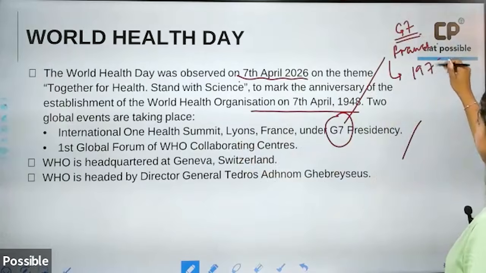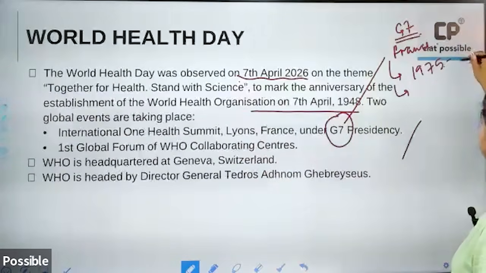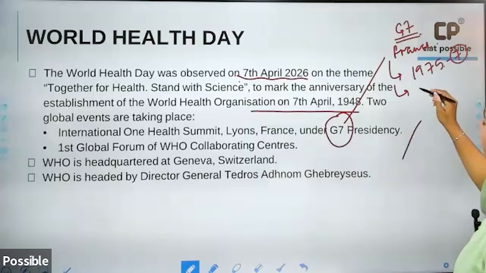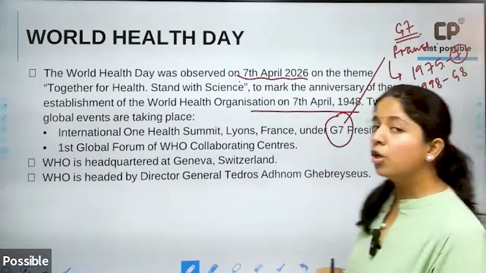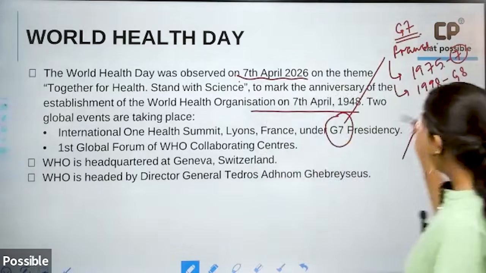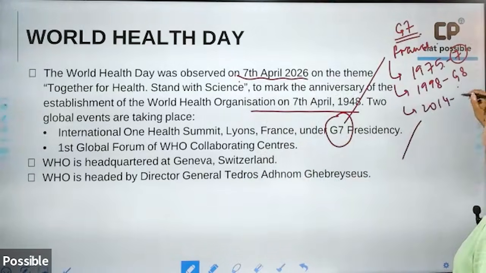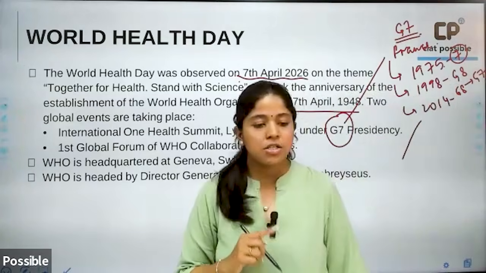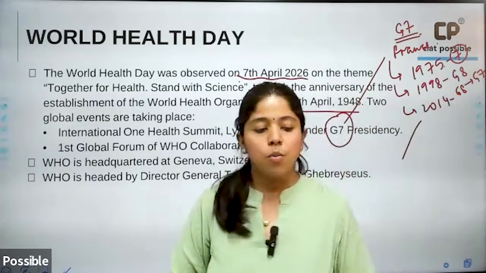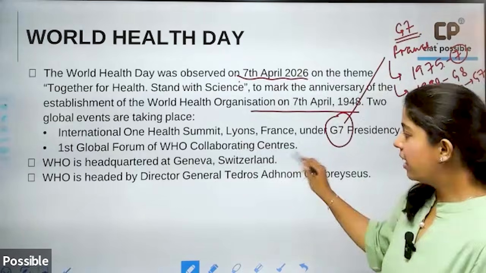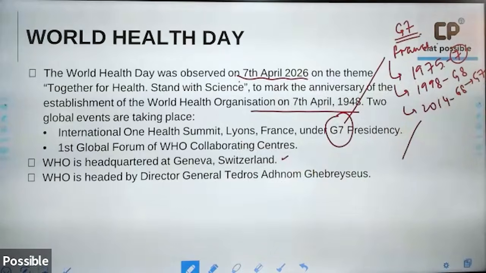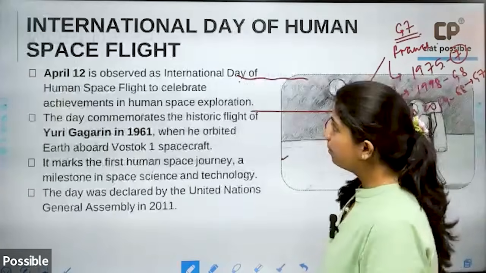G7 came into existence in 1975 with 7 member countries. Then in 1998, G7 became G8 with the inclusion of Russia. And then again in 2014, G8 moved back to being G7 after Russia annexed the Crimean Peninsula from Ukraine, which resulted in the ousting of Russia from G7. All right. Then WHO is headquartered in Geneva, Switzerland, and presently it is headed by Tedros Adhanom Ghebreyesus. Do remember his name.